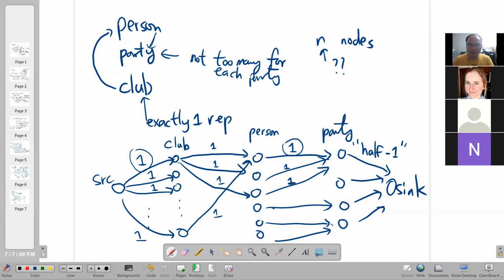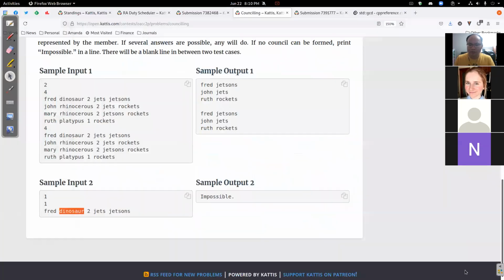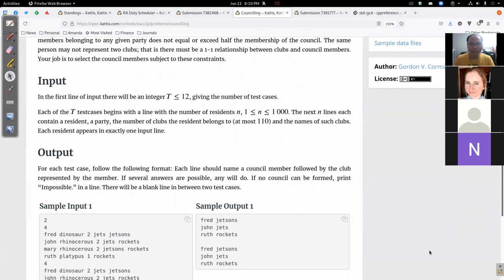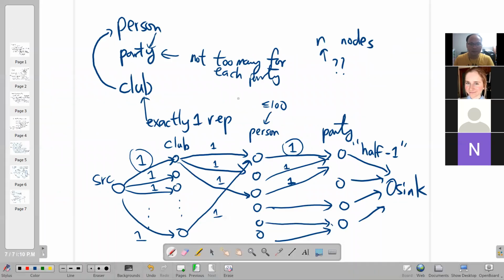Or I can just go for the absolute worst case and say, I think the number of people is at most 100. Is that true? I don't remember. Yeah, at 1,000. Okay, 1,000. So at most 1,000 people. So I can go for that. The number of parties is also at most 1,000, because in the worst case, everybody belongs to a different party. But probably you have multiple people in the same party, but in the worst case, it's at most 1,000. What about number of clubs?